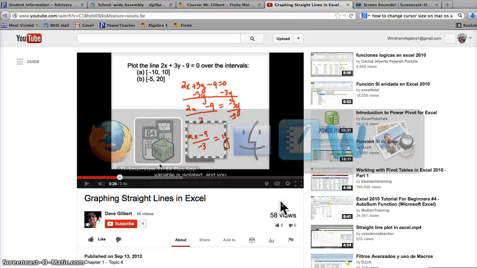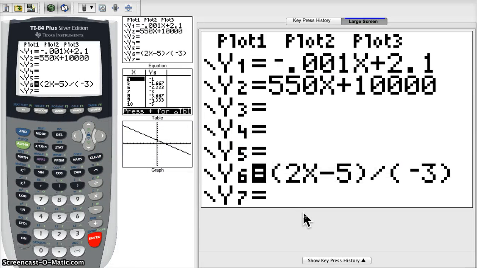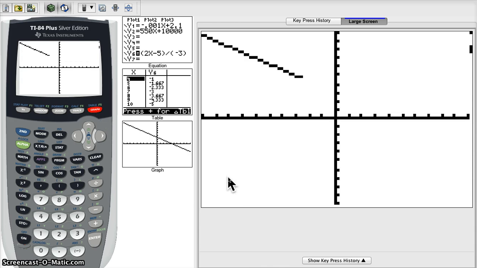So going back to our graphing calculator, I have entered that. 2x minus 9, divided by negative 3, not a minus 3. If we go to the graph, then simply it graphs it. And it defaults to the window of negative 10 to 10 on the x and negative 10 to 10 on the y.